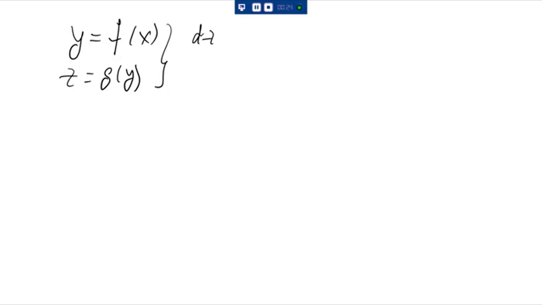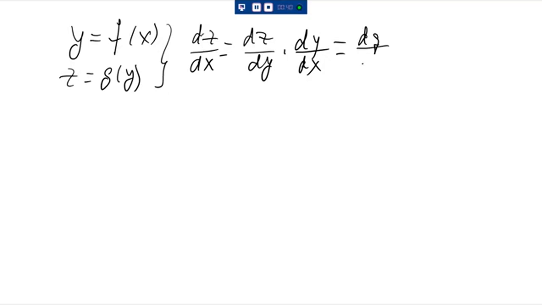Consider functions, say y equals f of x and z equals g of y. Then you know that dz over dx can be found using the chain rule. It will be dz over dy times dy over dx, and this will be dg over dy times df over dx.